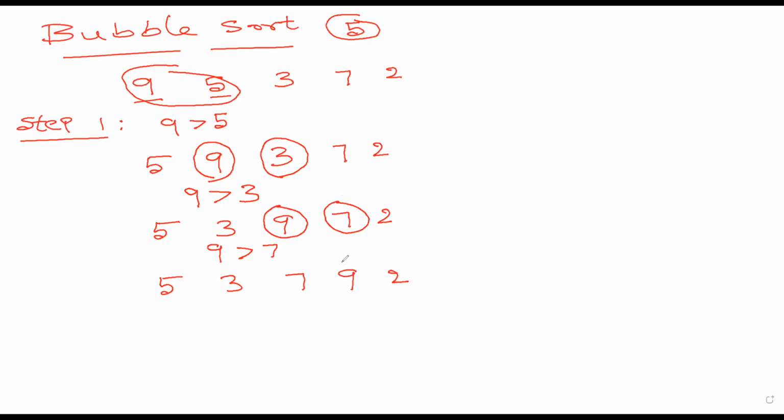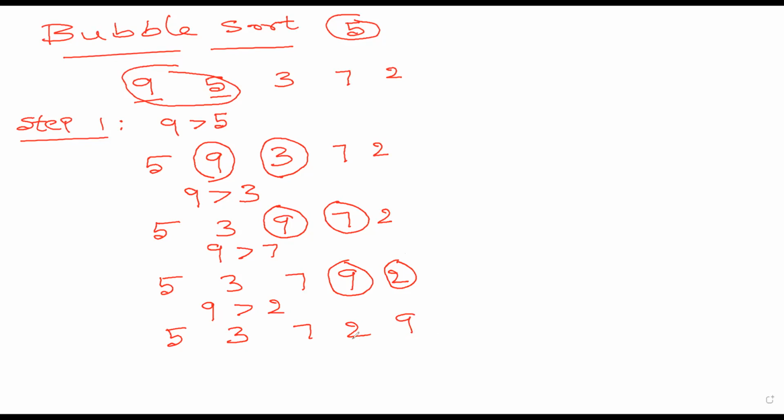Now we have to compare the element at the third position and the element at the n minus 1 position, that is 4. Since 9 is greater than 2, we need to swap. After swapping, what will we get? 5, 3, 7, 2, 9.